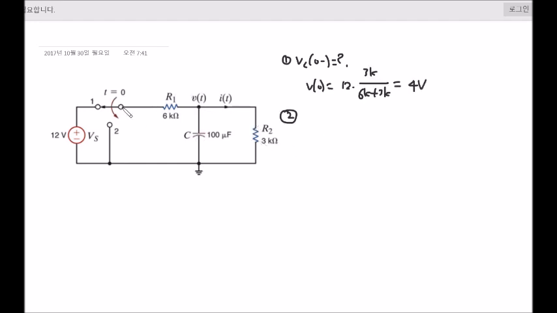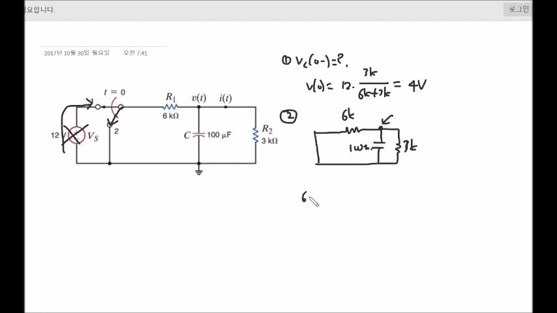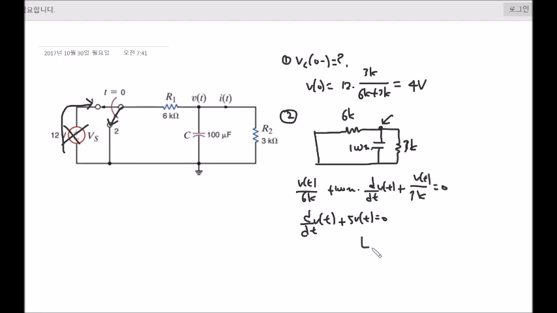Now after time t0, the switch is in this position, so you don't need to consider this part because no current can flow through here. So if you redraw the circuit, it would look something like this. Now if you perform KCL on this node right here, the equation you get is this. And if you simplify this equation, you get this equation.